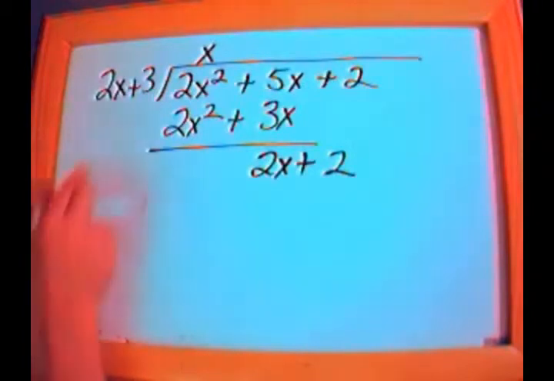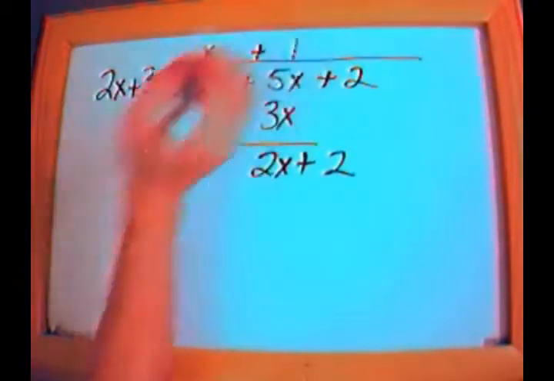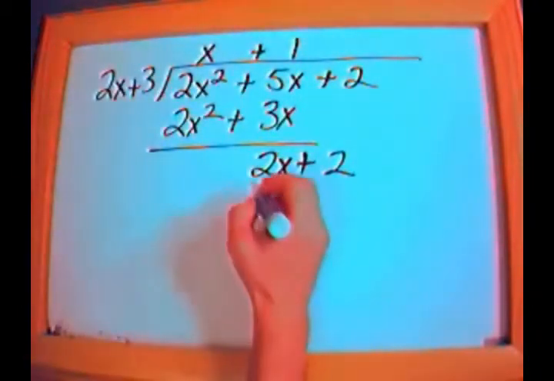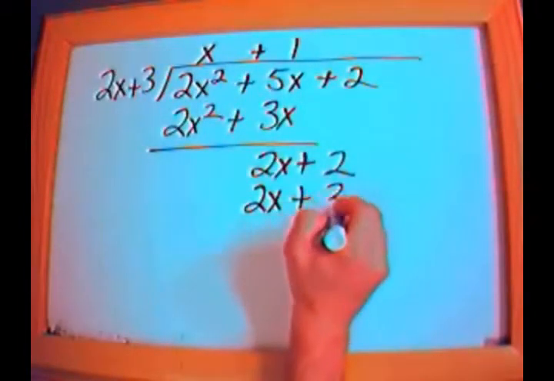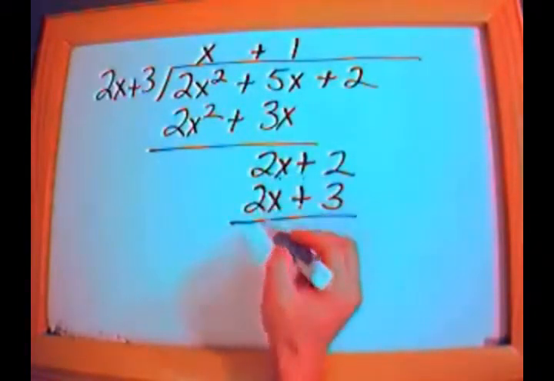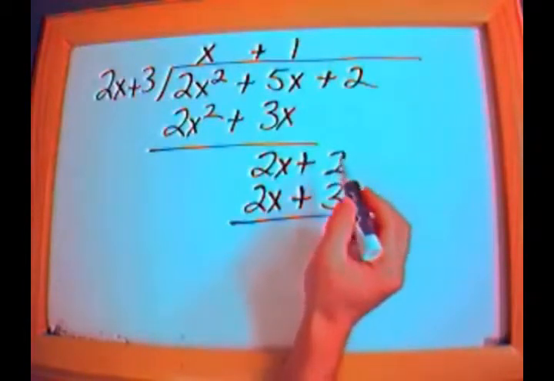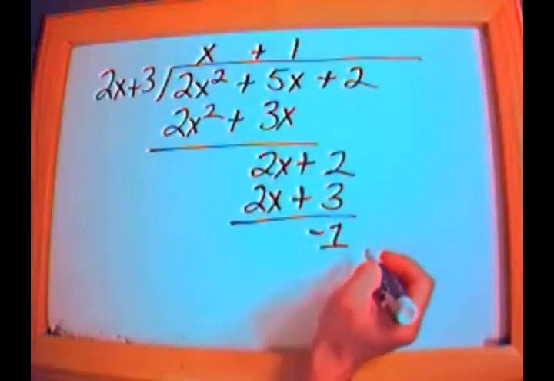Nothing's really different. Now I see how many times can 2x go into 2x. Well, it can go 1 time. Now let's do this multiplication. 1 times 2x gives me 2x. 1 times 3 gives me 3. 2x minus 2x gives me 0, so I'm not going to write it down. And 2 minus 3 gives me negative 1.